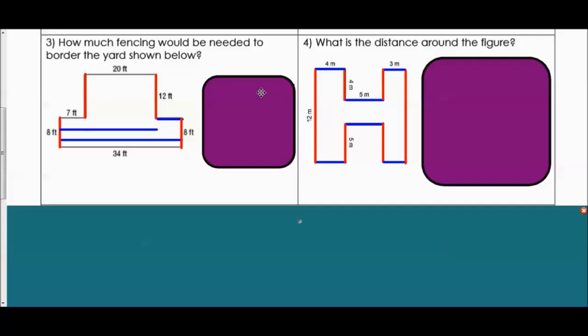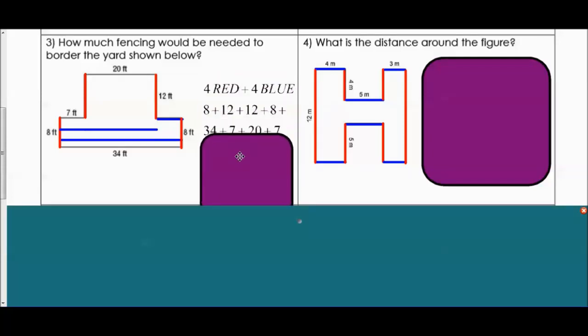Now that we found all of our missing sides, we're just going to add them up. 4 red ones plus 4 blue ones. That gives us a total of 108 feet.